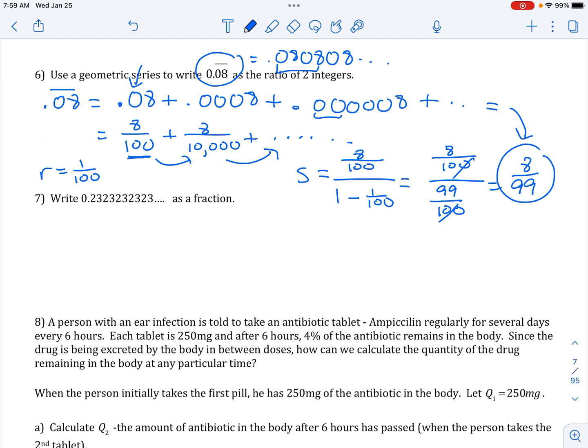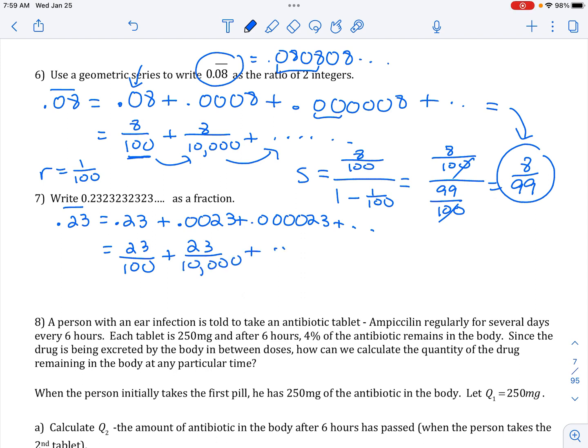So let's try this one, same idea. Let's try 0.23 repeating. So this is really 0.23 repeating is the same as 0.23. And then you would have to add 0.0023, and then 2 more zeros. The pattern continues. So again, if I rewrite it as a fraction, same thing happens. And again, your R in this case is also 1 over 100. So I know it converges.